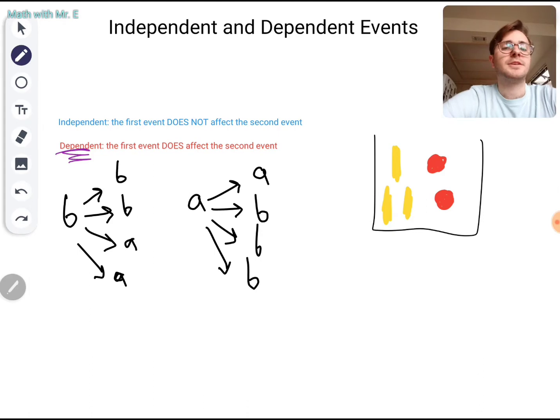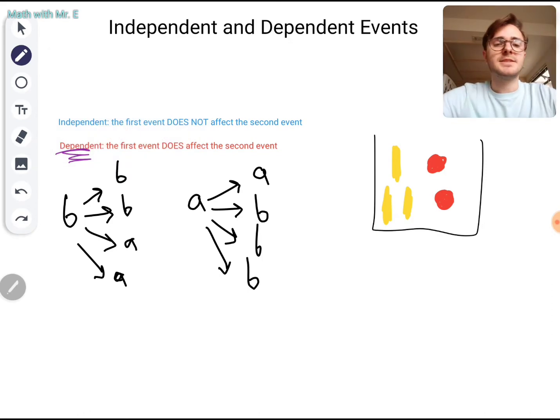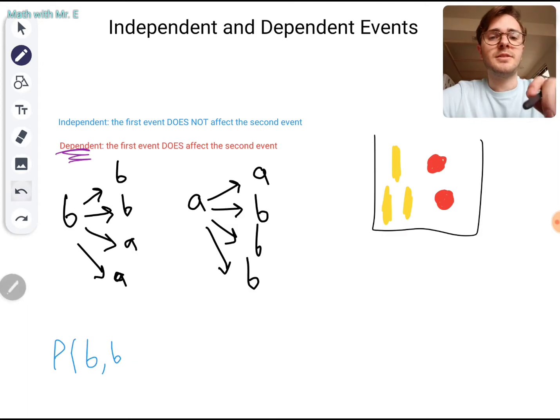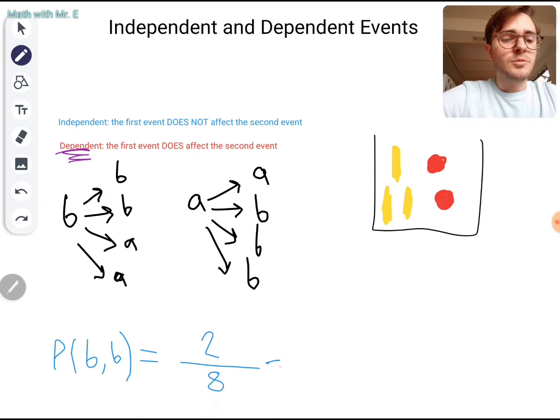Okay, and then we're going to ask a few questions. The first one is, what is the probability that both fruits that he eats will be bananas? So let's write P of B, comma, B, banana and banana. So again, we've got a total of 8 possible outcomes, okay? And how many of them are a banana and a banana? Well, we've got 1, 2. So the probability that both fruits that he eats will be bananas is 1/4.